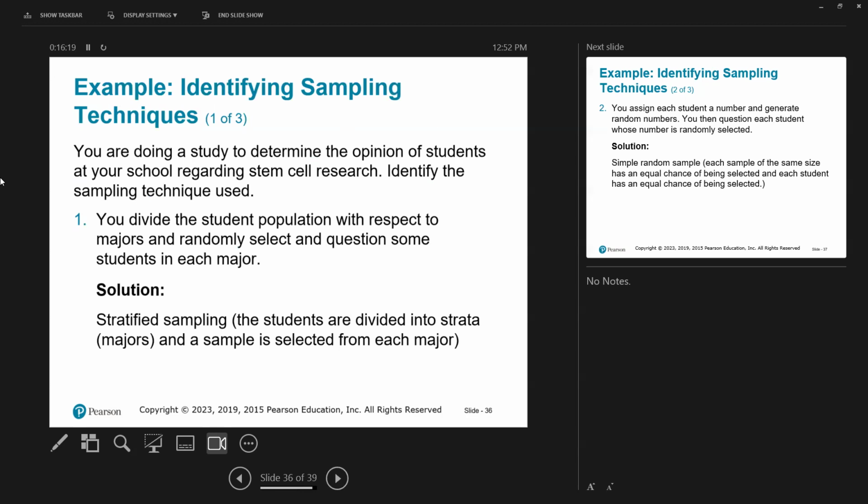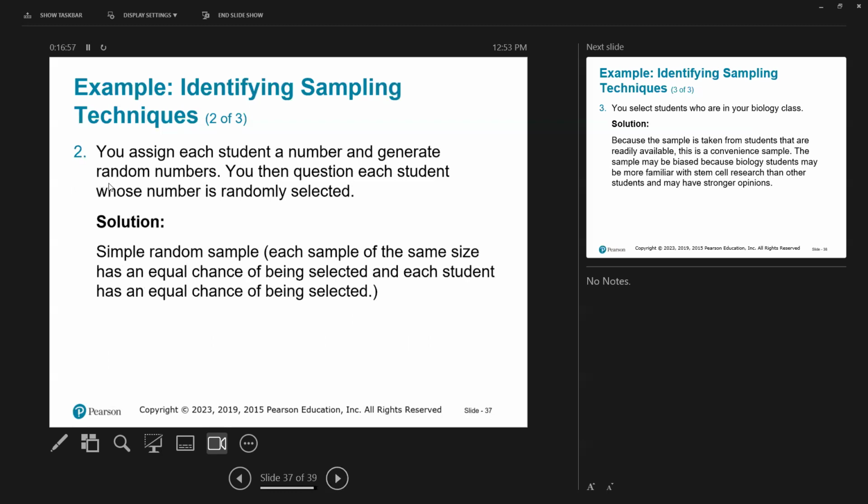So let's take a look at an example to decide what kind of sampling is happening in each sentence. You're doing a study to determine the opinion of students at your school regarding stem cell research. Identify the sampling technique used. You divide the student population with respect to majors and randomly select and question some students in each major. This is called stratified sampling because students are divided into strata, into majors, and then a sample is selected from each major. So this is called stratified sampling.